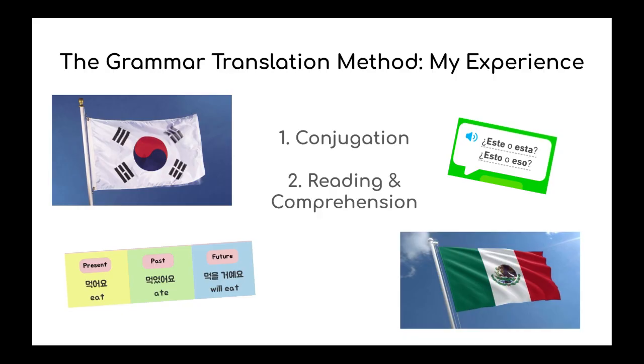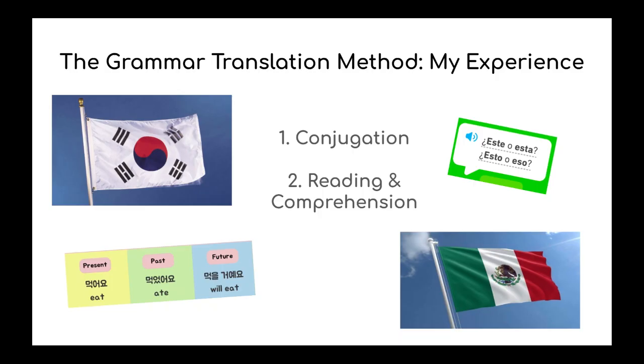Okay, so I'm going to start by talking about the grammar translation method and how I experienced specific aspects of this teaching method in my language learning. So first of all, I'm going to focus on my experiences learning Korean and Spanish. I learned Korean for just one semester, and then I learned Spanish for about 5 years, both in a classroom environment.